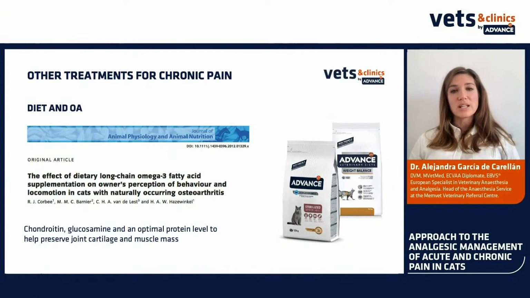There are some nutraceuticals that can be included in the diet, like omega-3 fatty acids, and this has been reported to improve the quality of life of these patients. Other drugs like chondroitin, glucosamine, and other nutraceuticals can also be included to preserve joint cartilage and muscle mass. Basically, everything that we can do to improve the quality of life of our patients is really, really important.